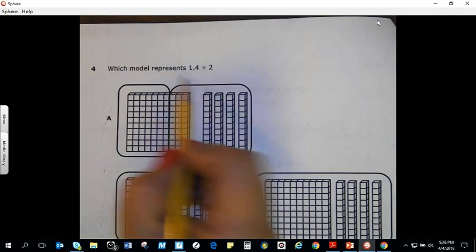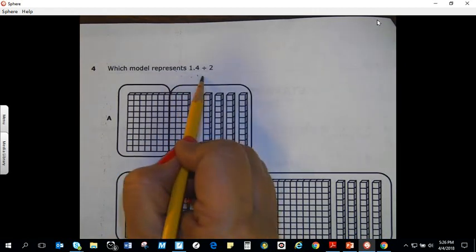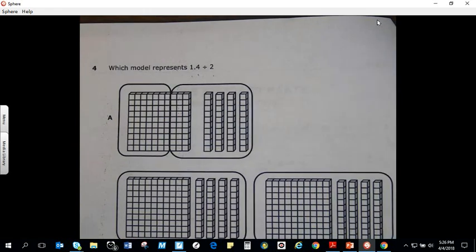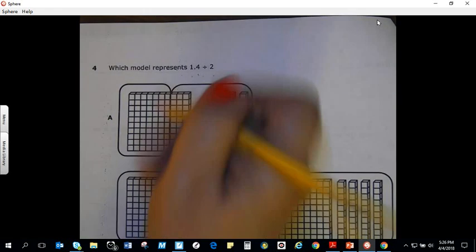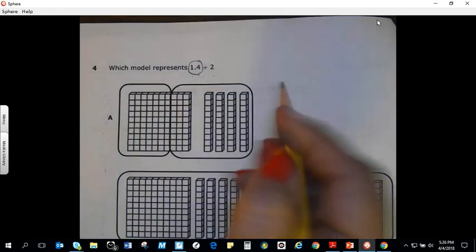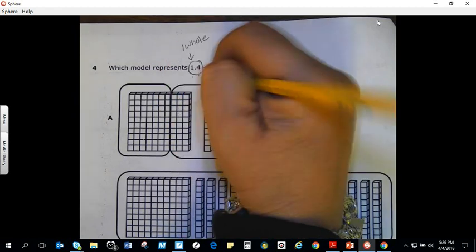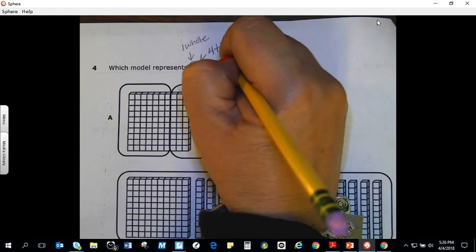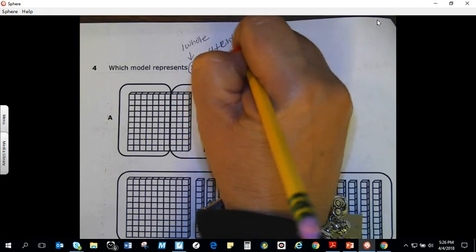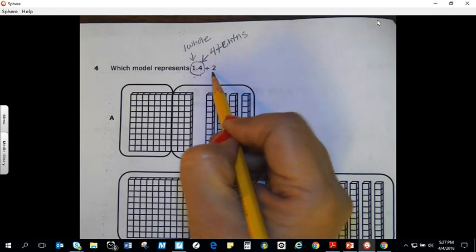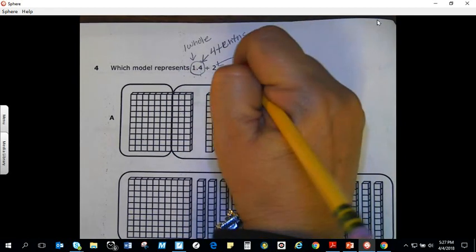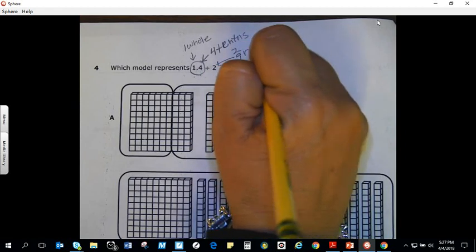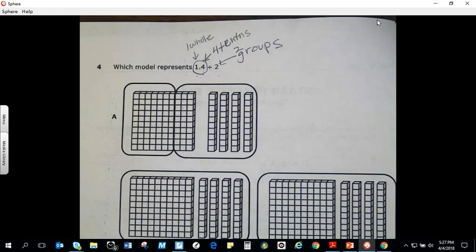Okay, which model represents 1 4/10 divided by 2? Okay, so now you need to look at which one represents 1 4/10. So remember that this one here is a 1 whole, and then you have 4/10. And you're going to divide that into 2 groups. Okay, so if you need to do it that way, do so. Don't hesitate. So let's look at this first one.